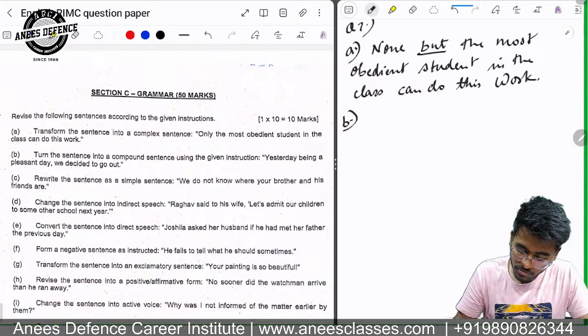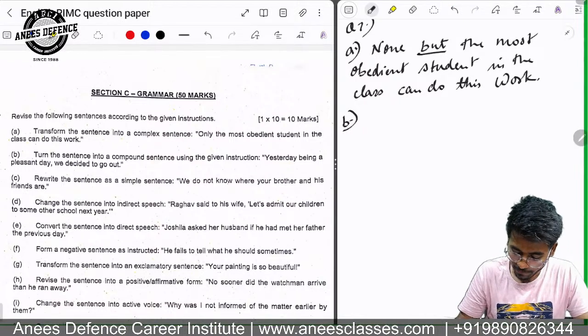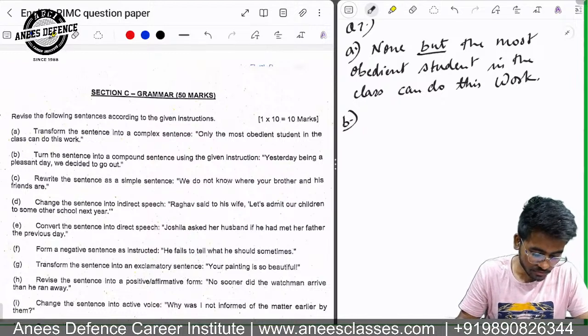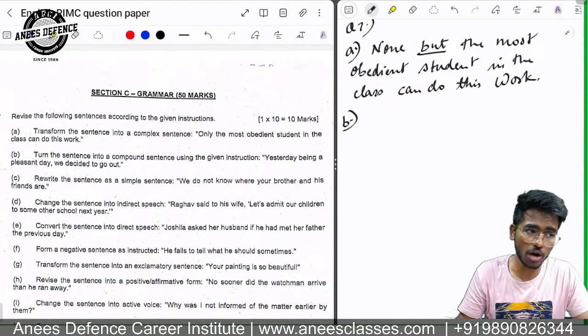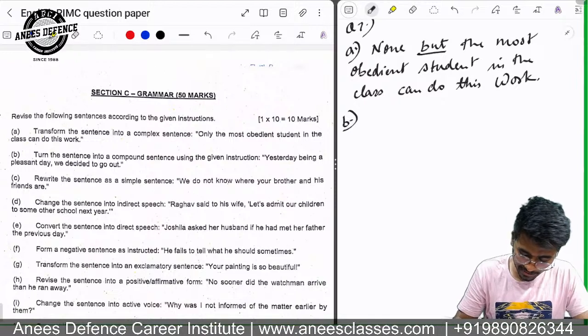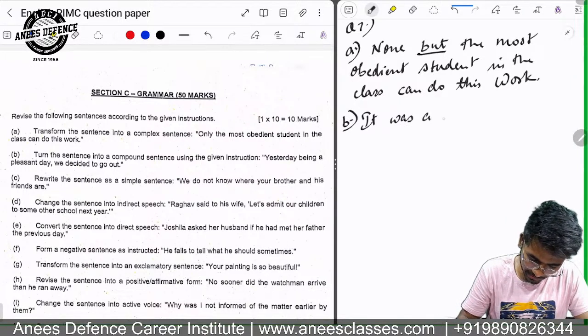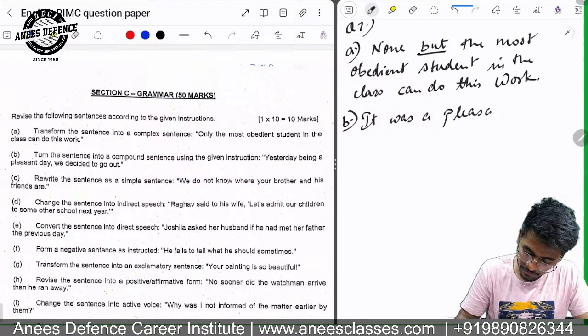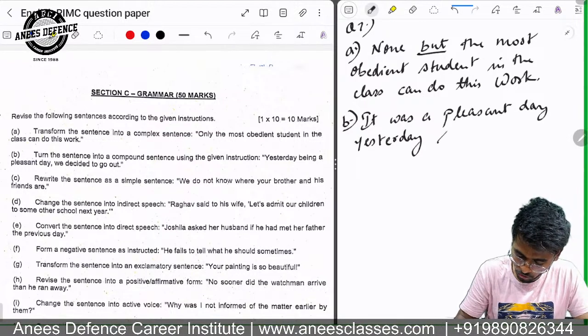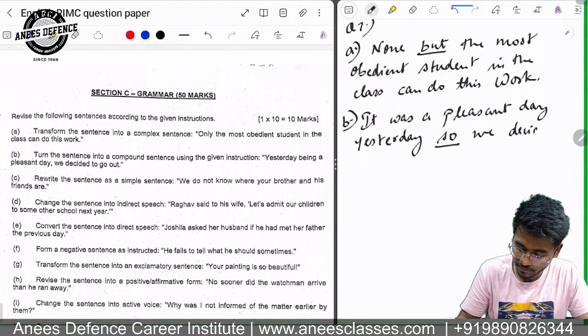Turn the sentence into a compound sentence using the given instructions. Yesterday being a pleasant day, we decided to go out. So how will I add a conjunction over here? I can write this sentence this way: It was a pleasant day yesterday. So I add a conjunction. I did add a conjunction. So, we decided to go out.